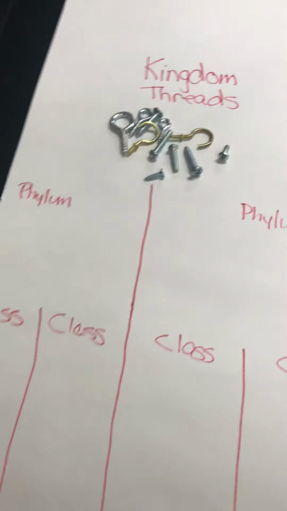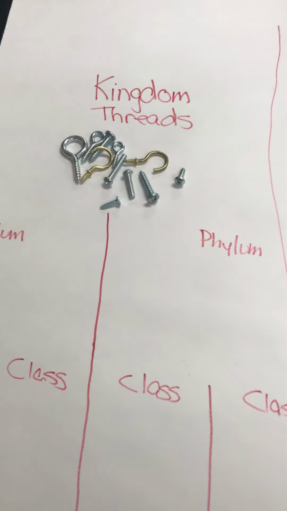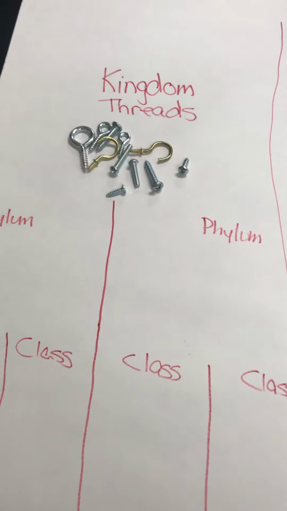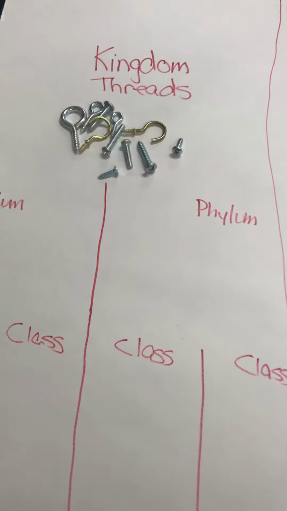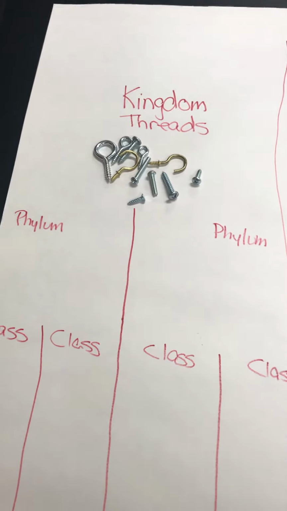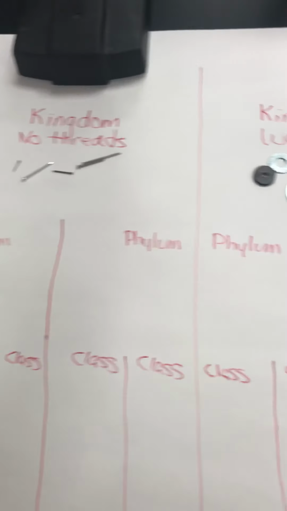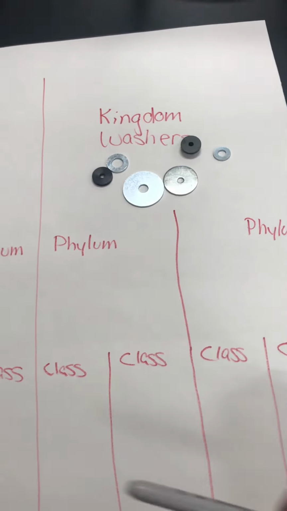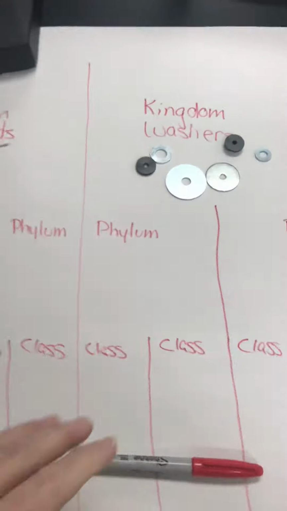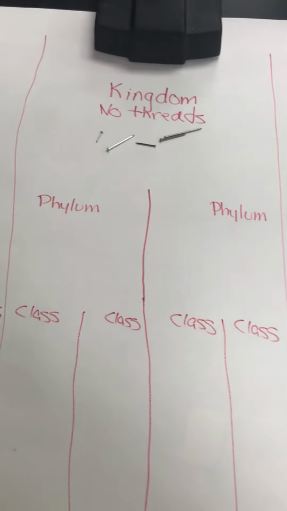Now this kingdom goes into phylums, and I've decided to do 2 phylums. You don't have to do 2 phylums, but again, I don't have as many objects, so it's tough to get a bunch of phylums. I've split each one into 2 phylums. A scientist would not have to split them into 2 phylums. They could split them into 5 phylums, and you'll see that when you do your project.